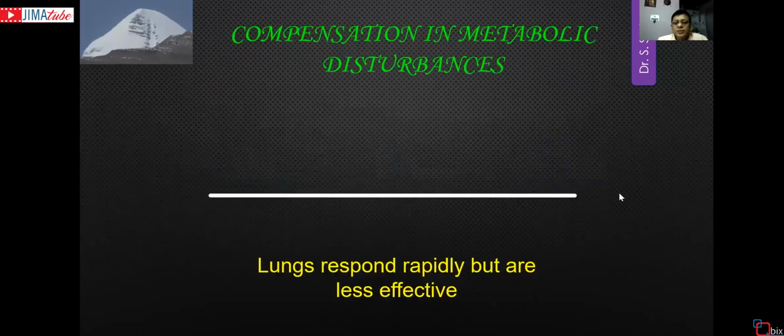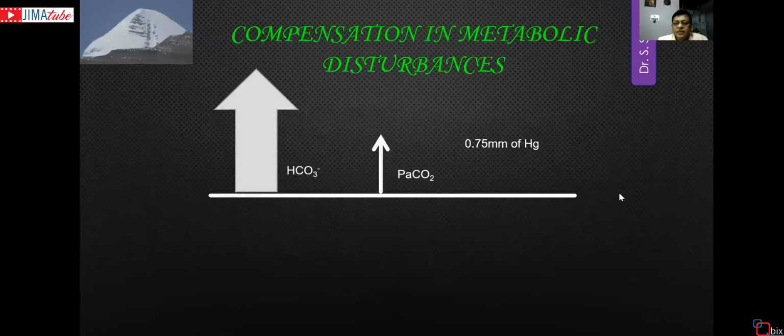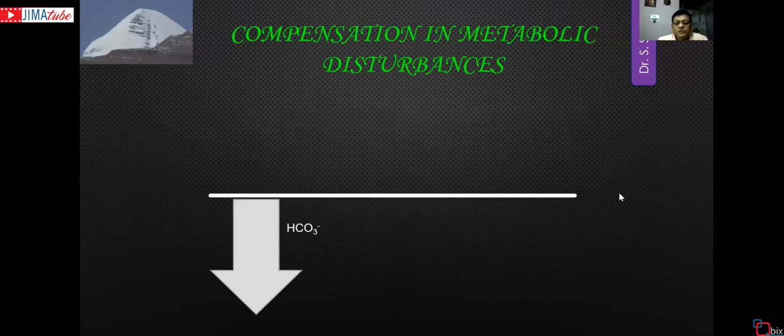Next step is the compensation. We know that the lungs respond very rapidly, but they are less effective. So in case of metabolic alkalosis, when bicarbonate is increased, the carbon dioxide will increase. On the other hand, in metabolic acidosis, when bicarbonate falls, the carbon dioxide level as a compensation also falls. Please note here that for compensation, the bicarbonate and carbon dioxide move in the same direction.